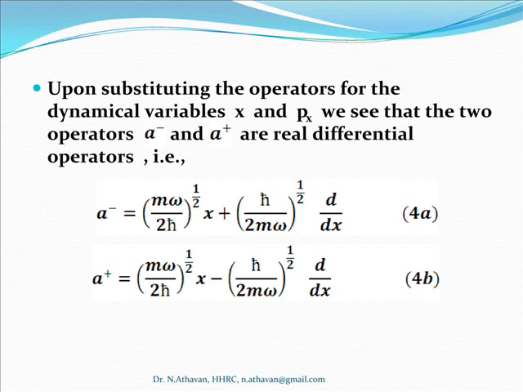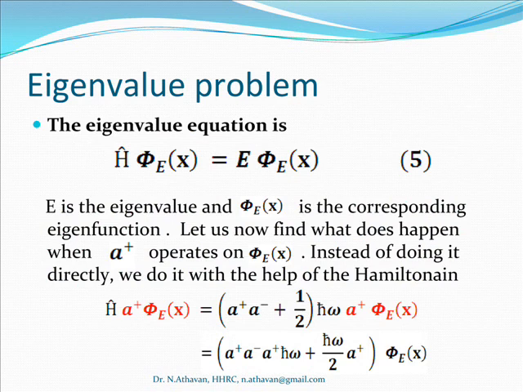So they take the form: a minus is equal to square root of m omega by 2 h cross into x plus square root of h cross by 2m omega into d by dx. Similarly, a plus is equal to (m omega by 2 h cross) to the power half into x minus (h cross by 2m omega) to the power half into d by dx. So they are just real differential operators now. By operating these operators on the eigenfunctions, we can generate the eigenstates.